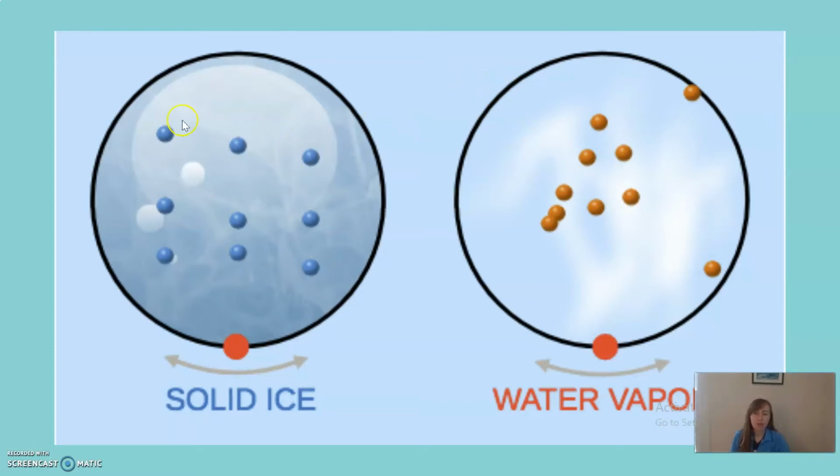Let's think through this. So ice we know is colder. We know that colder things have slower moving molecules. Water vapor is really hot. It's like boiled water, right? And so we know that hot things have really fast moving molecules. And we know that fast moving molecules means higher thermal energy. So this one would have higher thermal energy and it would have a higher temperature as well.